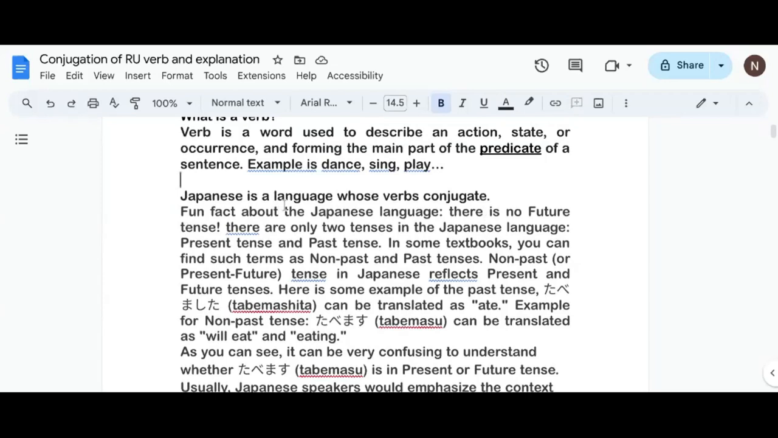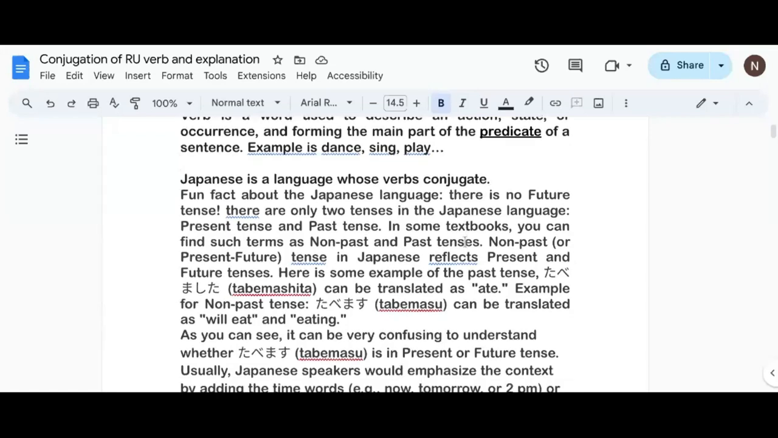Okay, Japanese is a language whose verbs need to be conjugated. Why? First, the fun fact about the Japanese language is there is no future tense. Do you remember in your English, you have your present, future, and past tense? But in Japanese, there is no future tense. We only have two tenses in Japanese, and that is the present tense and the past tense. Again, I repeat, there is no future tense in Japanese.